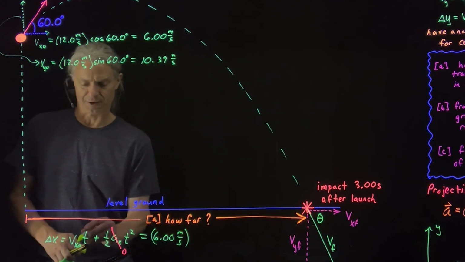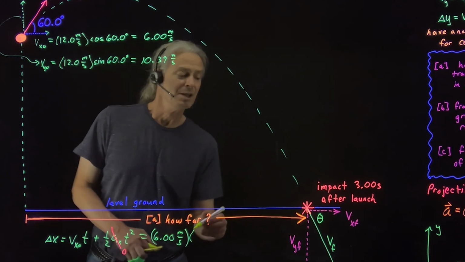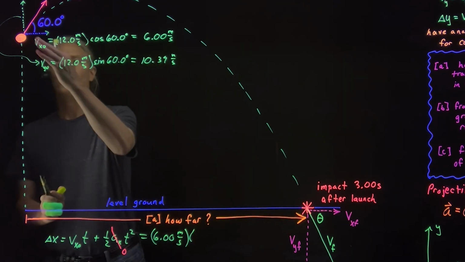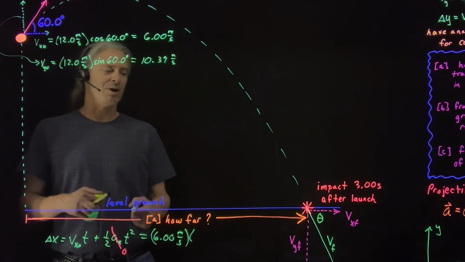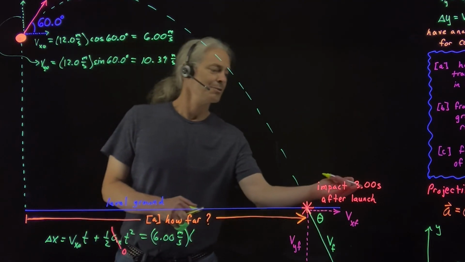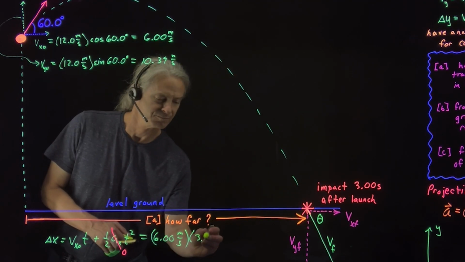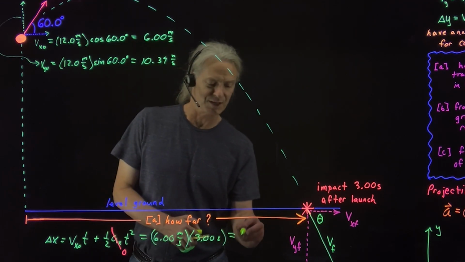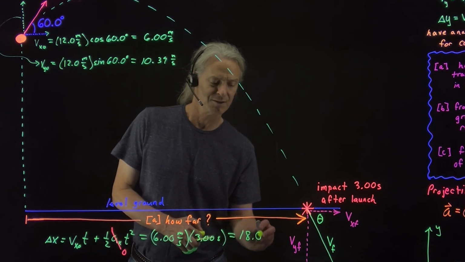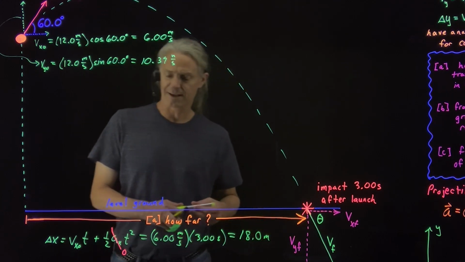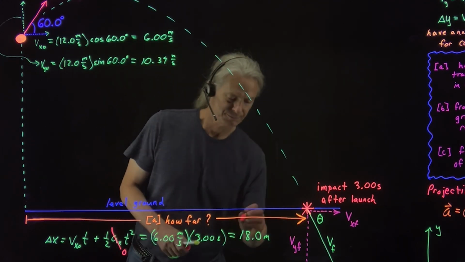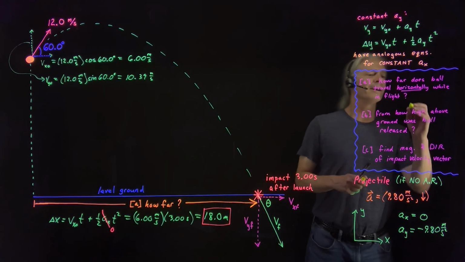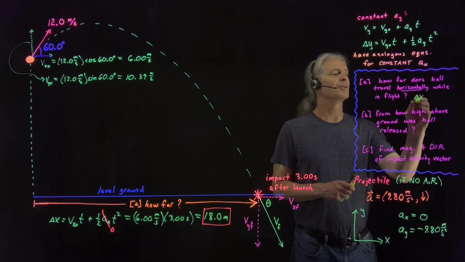So I've plugged that in for this. And then for the time, if I want to know how far horizontally it goes in the time from launch to impact, then I want the time from launch to impact, which is 3 seconds. 6 meters per second times 3 seconds gives us 18 meters. And that is the answer to part A. I'll even write it right here. How far does the ball travel horizontally while in flight? It travels 18 meters.